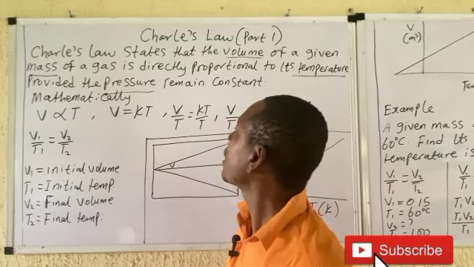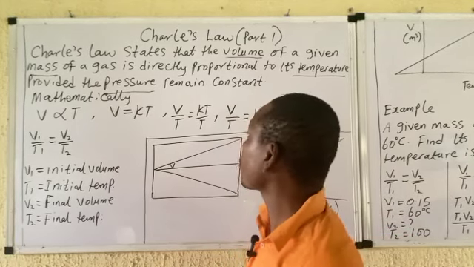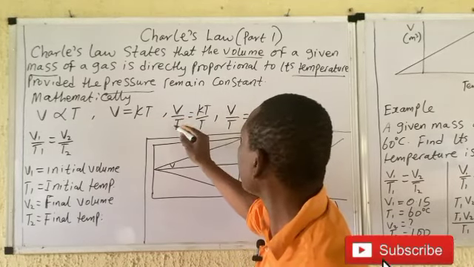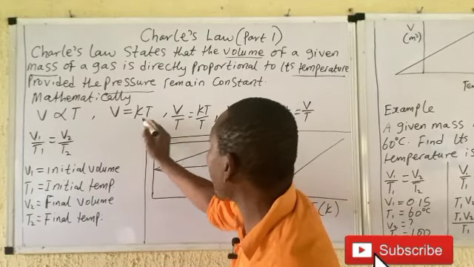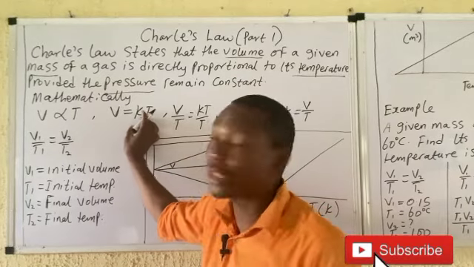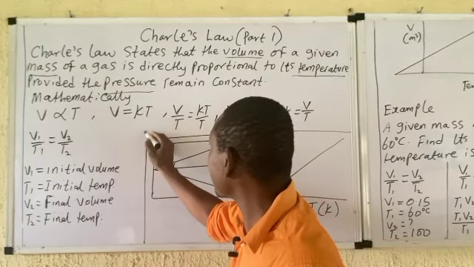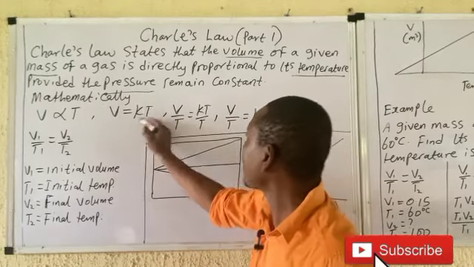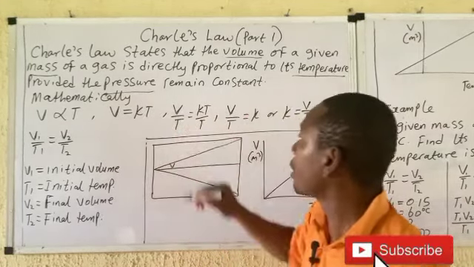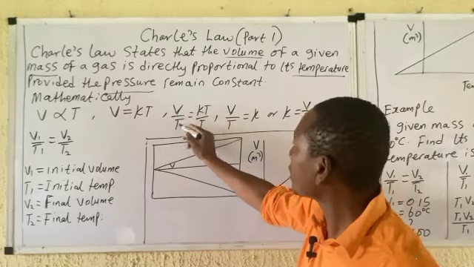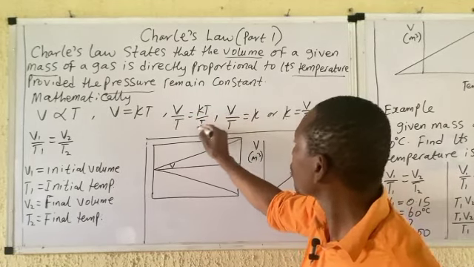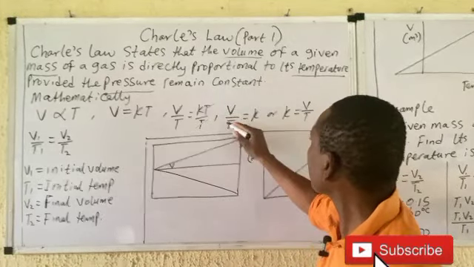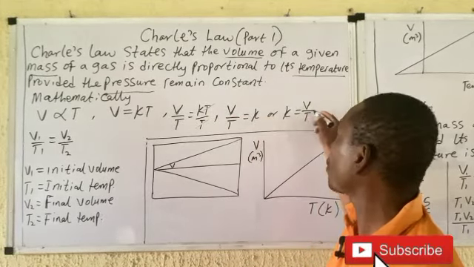So let's make K the subject of formula. I want K to stay alone, so I'll divide both sides by T so that this T will be cancelled out, and we will have K being alone. So that's what we have here: V all over T, then KT all over T. So this will cancel out this. So we now have V all over T is equal to K, or K is equal to V all over T. So it's the same thing.